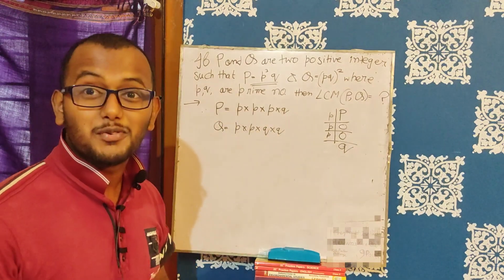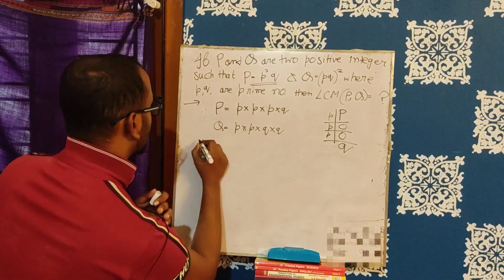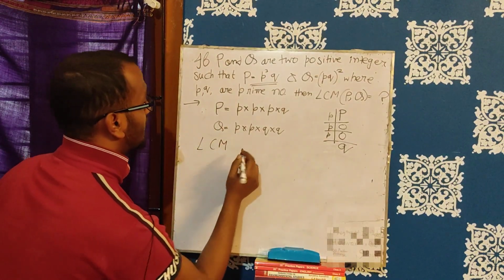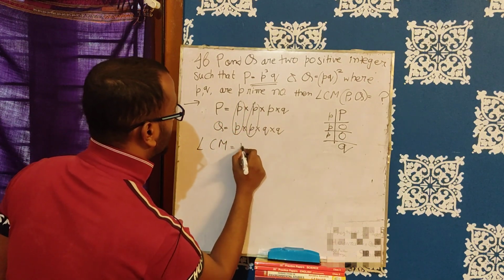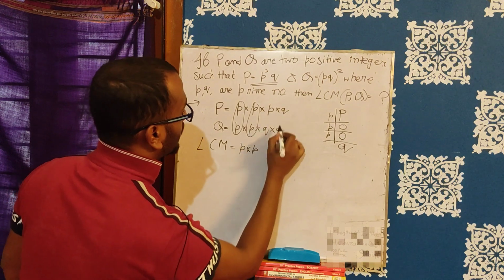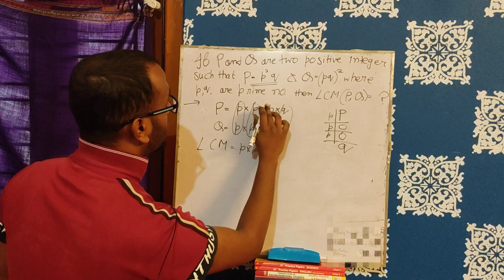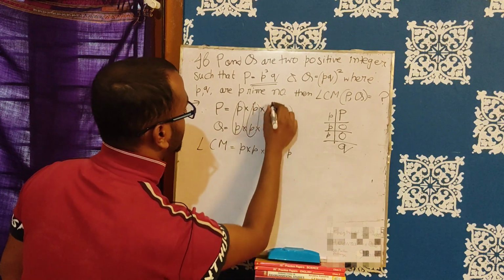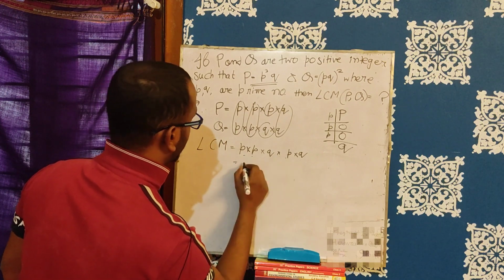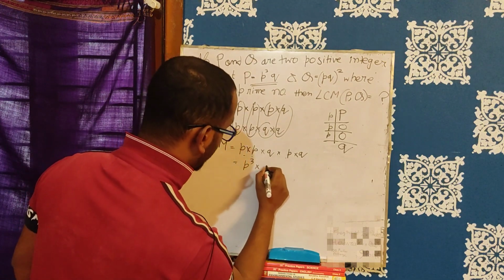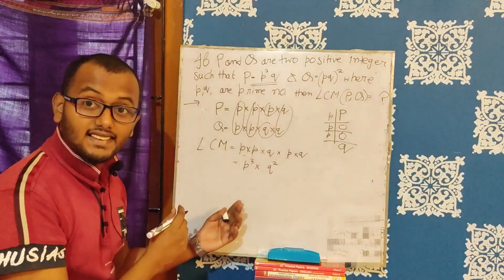So how are we going to find the LCM and HCF? For LCM, first let's take the common ones: small p, that means 2 times, small p into small p, and small q 1 time, so into small q. Now how many times p is left? 1 time. How many q left? 1 time. So the LCM is p to the power cube into q to the power square.